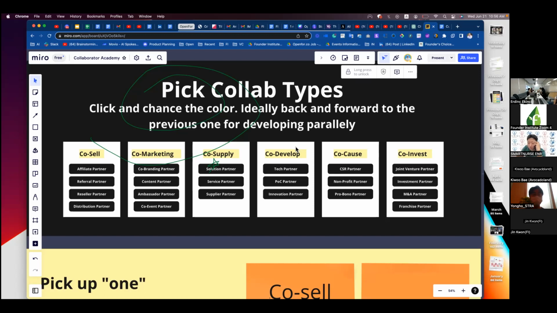Arrow, how about you? You're supposed to make money, right? Everybody's supposed to make money.